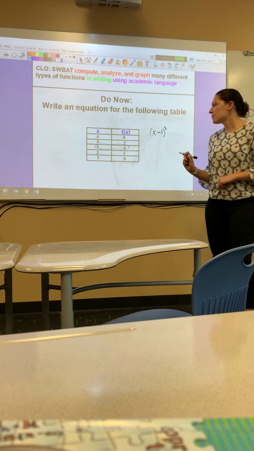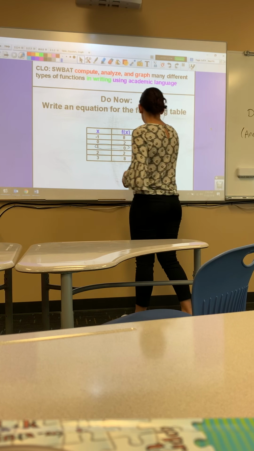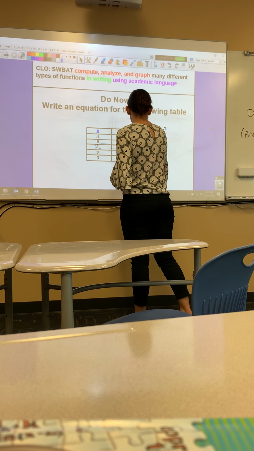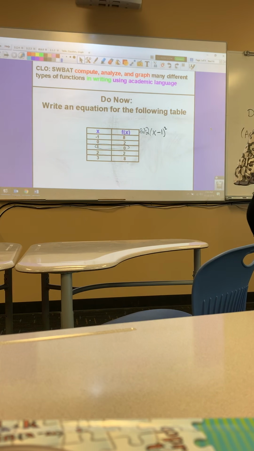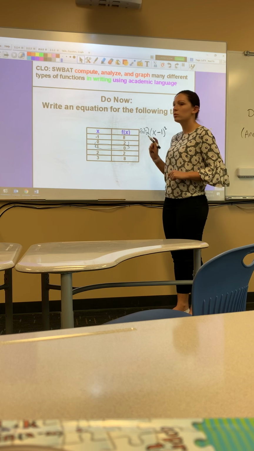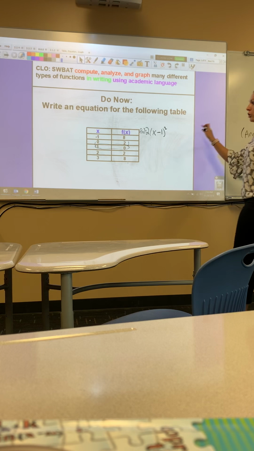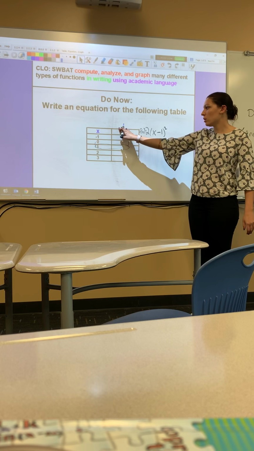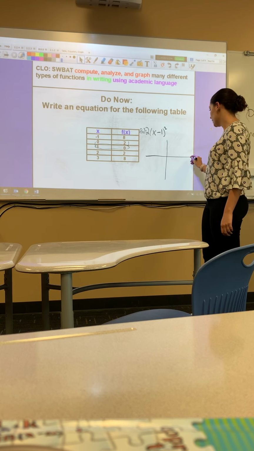Okay, what is my rate of change? Yes, it is 2. Thank you. How did we know that it was 2? Okay, we went up 1 over 2. So our rate of change there is 2. Okay, so we have the equation. Good job. You guys have gone from table to equation. Let's go ahead and graph it real quick.